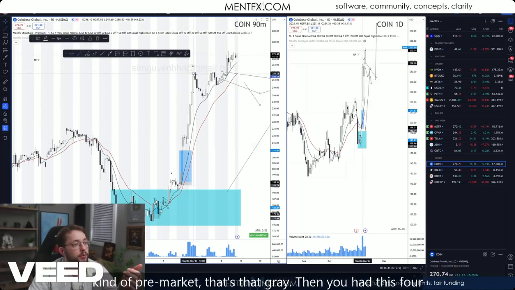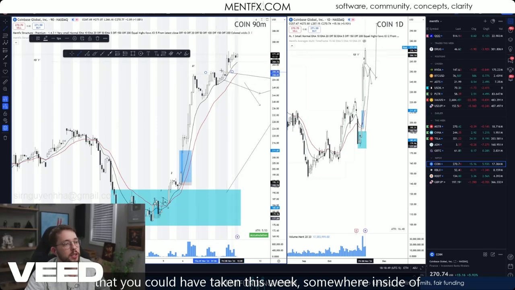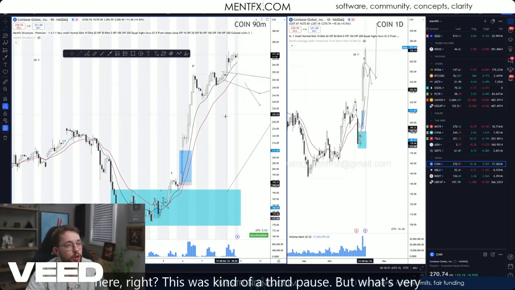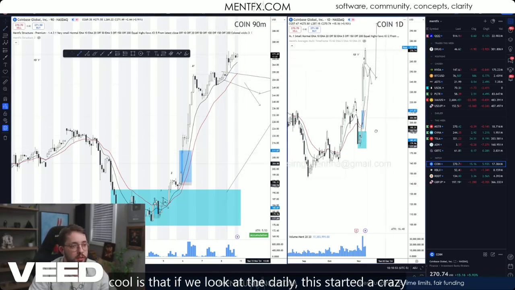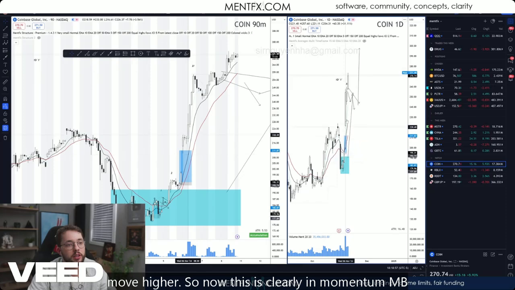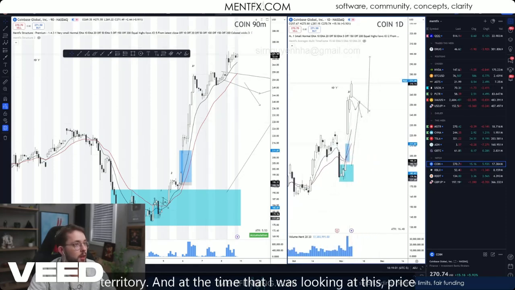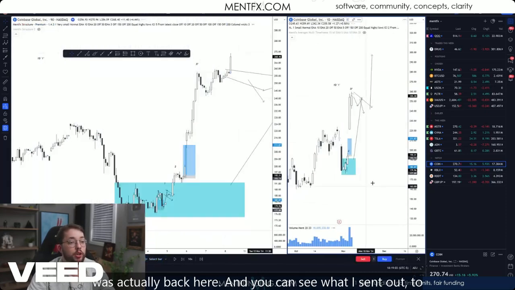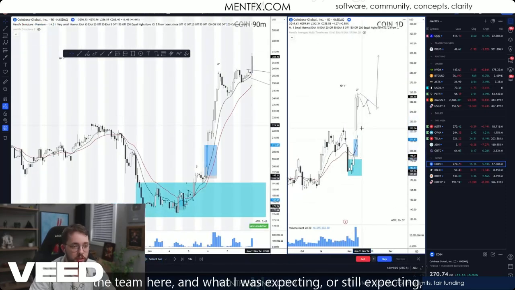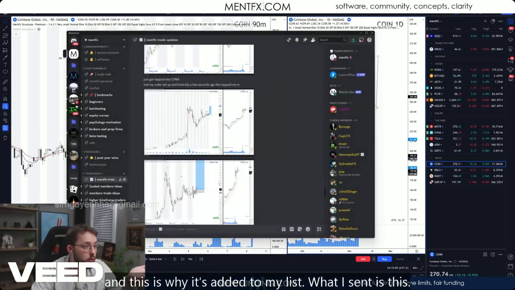Then you had this 4 or 3 start right here, and this could have been a trade that you could have taken this week, somewhere inside of here. This was kind of a third pause. But what's very cool is that if we look at the daily, this started a crazy move higher. So now this is clearly in momentum MB territory, and at the time that I was looking at this, price was actually back here. And you can see what I sent out to the team here and what I was expecting, or still expecting, and this is why it's added to my list.